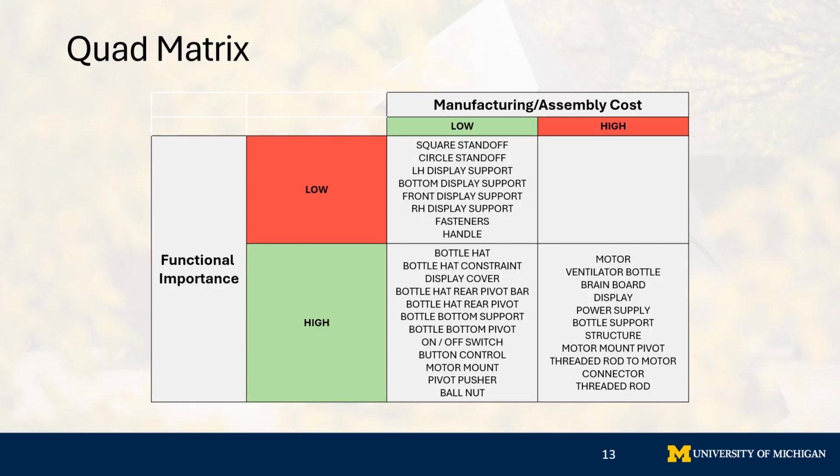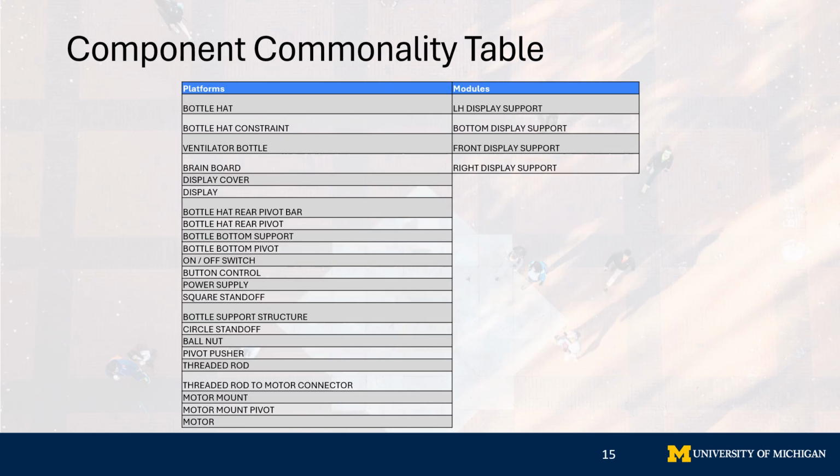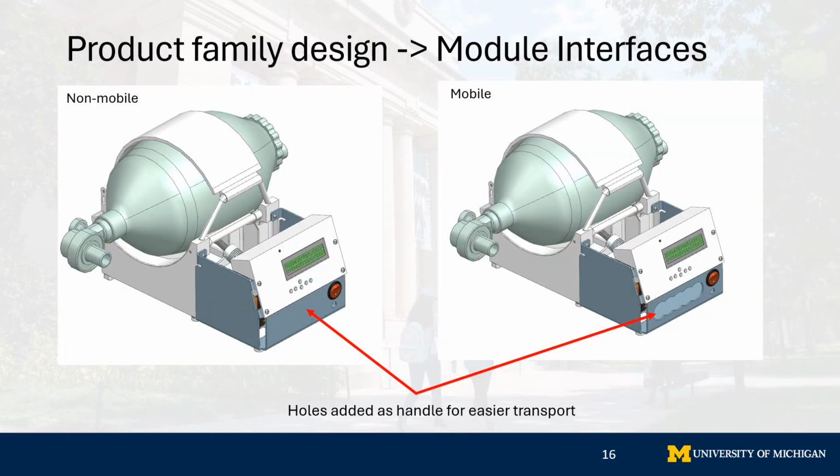Next, the quad matrix shows the component classification. Please note that the components in the High Cost and Importance tab will not be redesigned due to them being purchased. The components that will be redesigned will be discussed in an upcoming slide. In terms of functional differentiation, the 2 variants are quite similar. The only function that differs between customer groups is support attachments. As shown on the component commonality table, the only parts that will be different between the 2 variants will be the 4 display supports. The primary difference between the mobile and the non-mobile variant is the hole added in the front plate for easier transport.